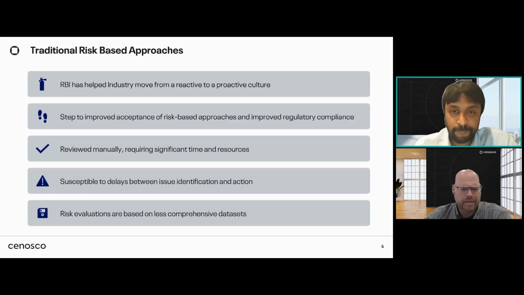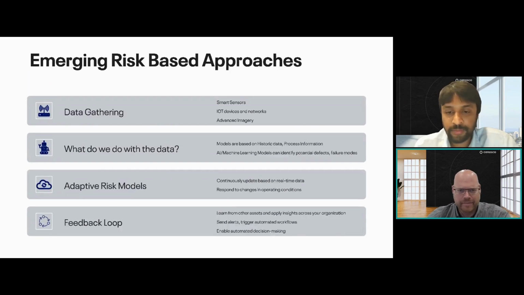So I think we've covered the traditional approaches, kind of the downsides, the positives, and just kind of the background of them. Let's move on to these emerging risk-based approaches. What are some of the aspects we should keep in mind? What are some of the, let's say, benefits of these emerging approaches? I'll tackle this first one, the data gathering.